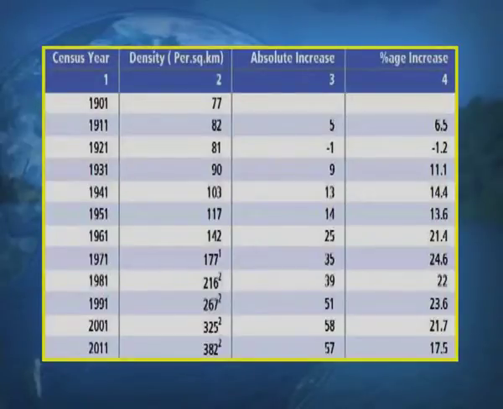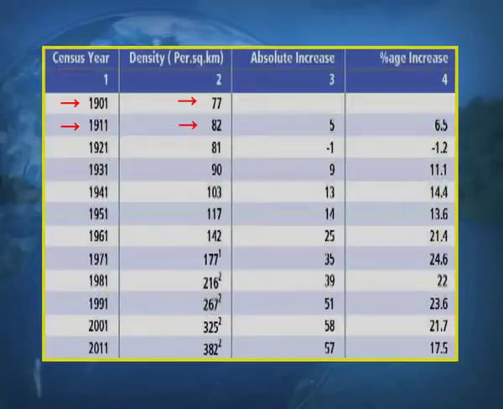Now, if you look at the screens, you can have a view of the table showing the density of population in the different census years, starting from 1901. As in our previous lecture also we have seen, from 1901 onwards we started with the regular census. So, in 1901, the density of population was 77 only. So, 77 means 77 persons per square kilometer. In 1911, it rose to 82.